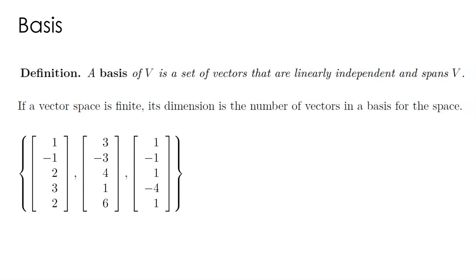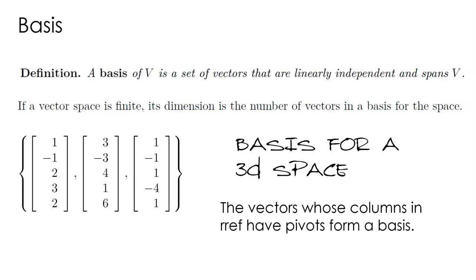These three vectors, we found out that they were linearly independent. So they are the basis for some vector space that's three-dimensional. I don't know what it is, but they live in R3, and there are only three of them, so it's only three-dimensional.